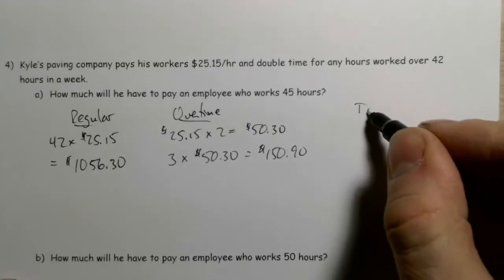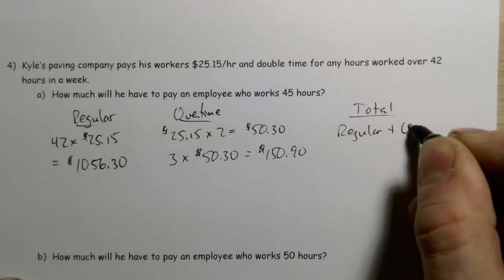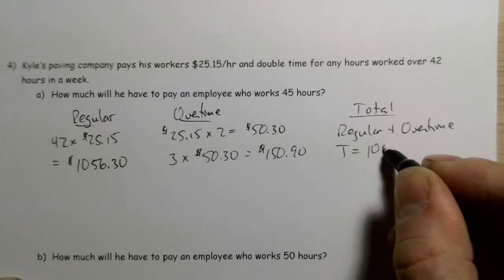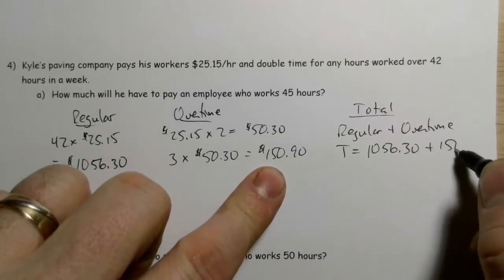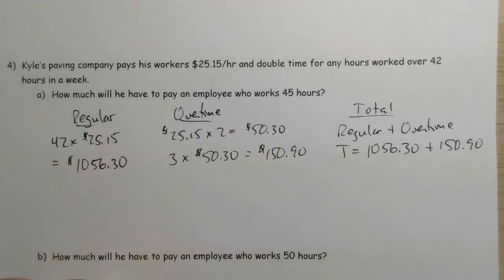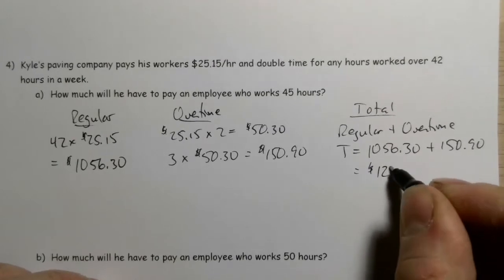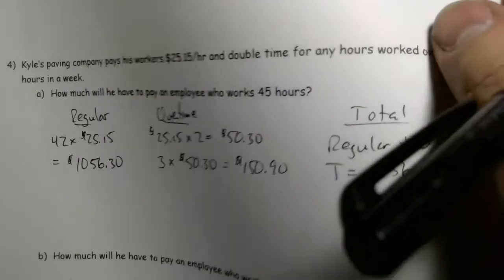So now our total will be the regular pay plus the overtime. So our total is going to equal our $1,056.30. And we're going to add to that our $150.90. I'll just do this off on the side here on my calculator, because I don't want to do that wrong. And we're going to get $1,207.20. Now that's if the employee works 45 hours.